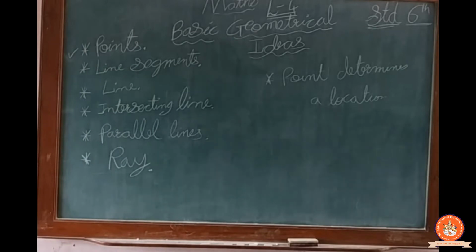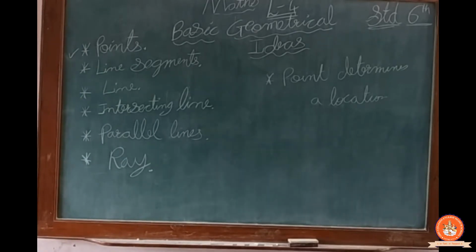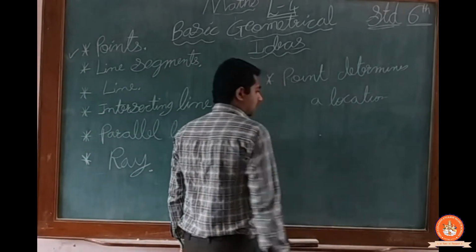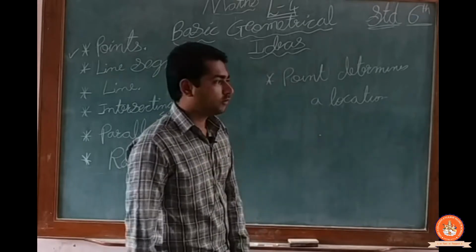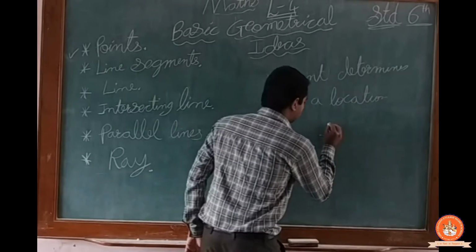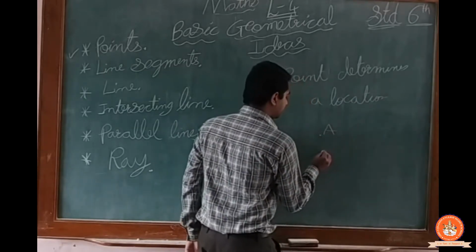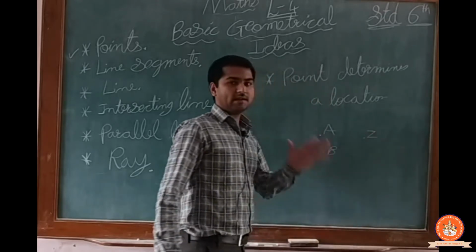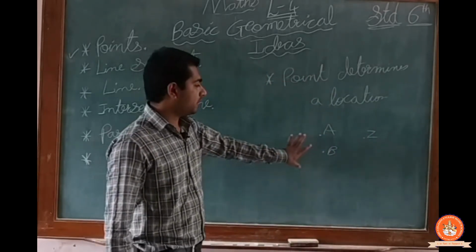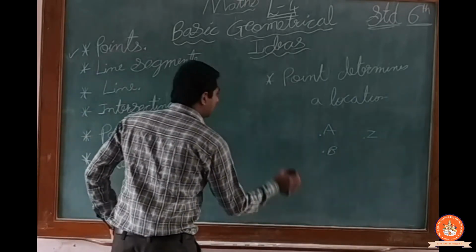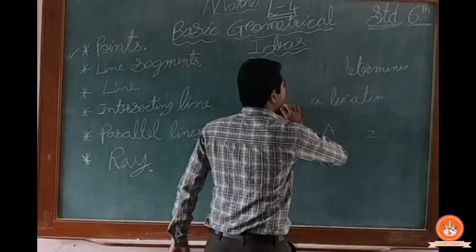Now the second thing about the point. When you draw the point, you have to give the name. If you are giving an alphabet, the alphabet should be in capital letter. That can be A or B or Z, anything else, but you have to write in capital letter. Now here we understand what is point.